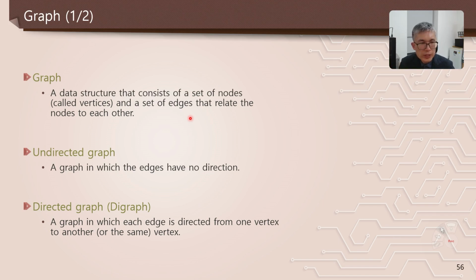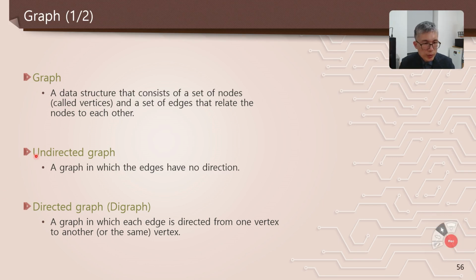Okay, so finally we reach graphs. A graph is a data structure that consists of a set of nodes called vertices and a set of edges that relate the nodes to each other.